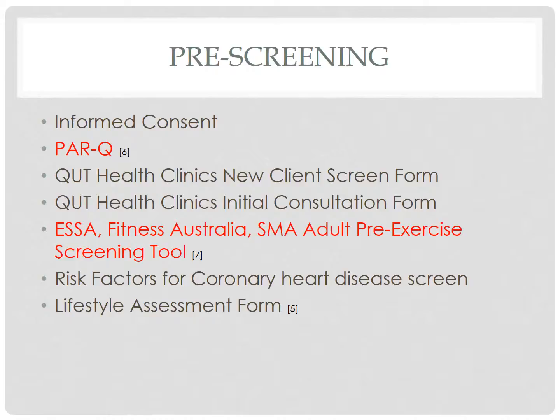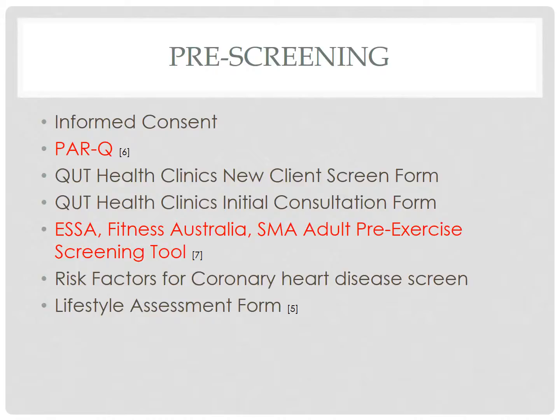Before any more information was gathered, the client went through a pre-screening process. This was put in place to make sure, firstly, that the client is ready to exercise, and secondly, allow the allied health professional to become aware of any possible contraindications the client may have. For this client, we use 7 tools, which include 3 from the QUT Health Clinic, which are the new client screen form, initial consultation form, and informed consent form.